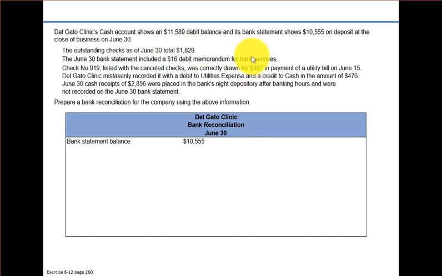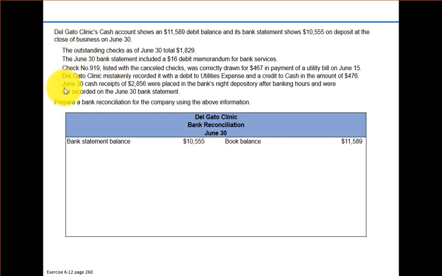Now, the first thing you have to ask is, who doesn't know about this situation? Is it the bank or is it the books? When you figure out which side doesn't know about it, then you have to decide whether to add or subtract. I forgot to add the cash according to the books. So the book balance is $11,589. The bank statement balance says $10,555.